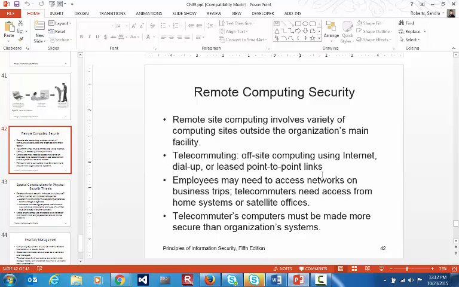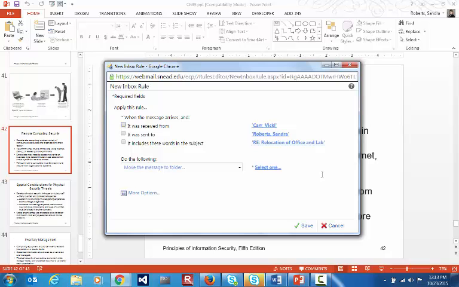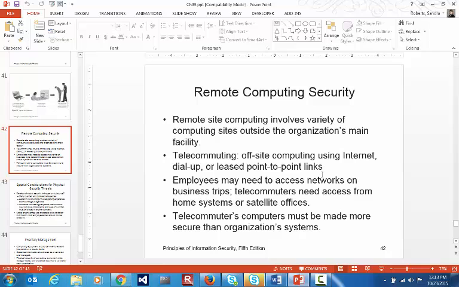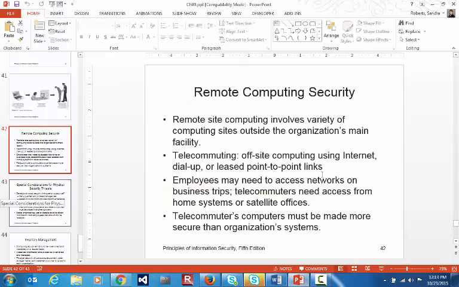Remote computing security, and that's what I've just been talking about. Off-site computing using the internet, employees to access networks on business trips, and we can do that. We have something called webmail, and you can see my machine. When we want email at our desk, we just use Outlook. But when we want to use email from home or any other location, then we have what we call webmail. And I think that's fairly a common practice.